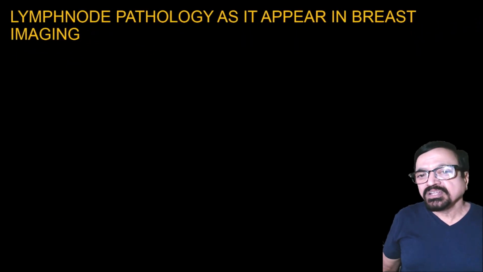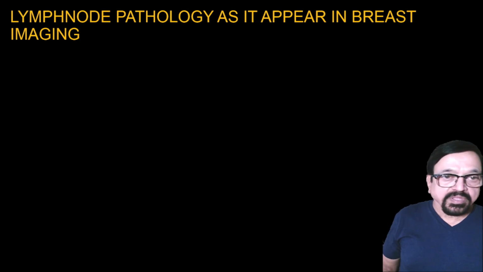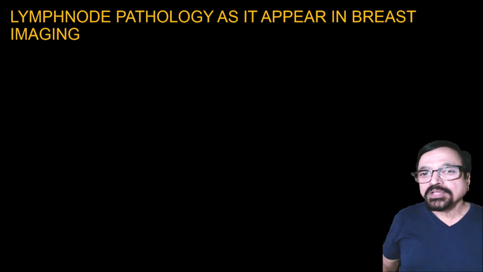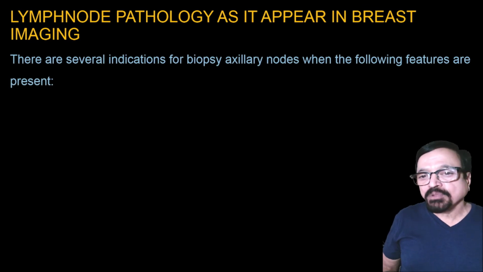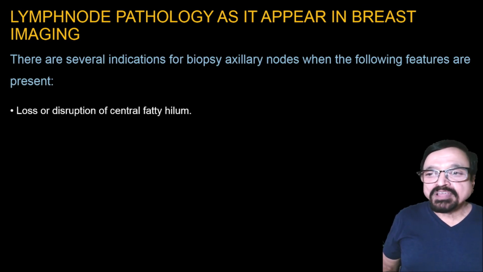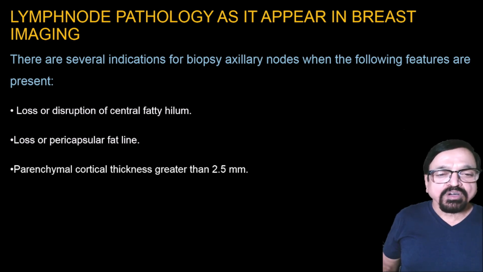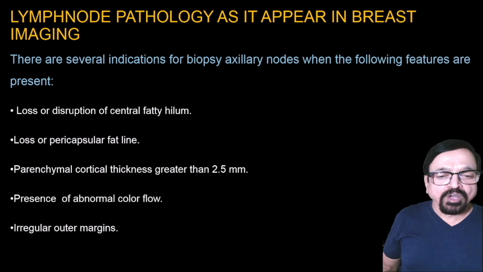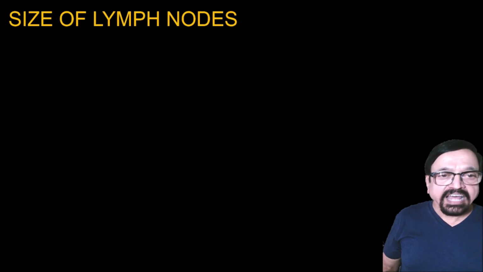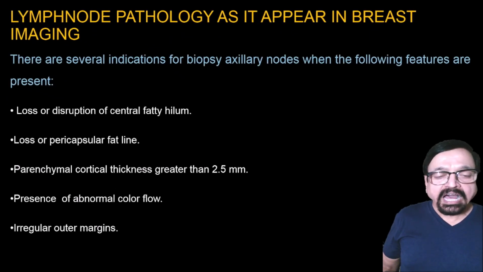Now lymph nodes. Coming to lymph node pathology as it appears in breast imaging. There are several indications for biopsy of axillary nodes when the following features are present: loss or disruption of the central fatty hilum, loss of the pericapsular fat line, parenchymal cortical thickness greater than 2.5 millimeter, presence of abnormal color flow, and last, irregular outer margins.